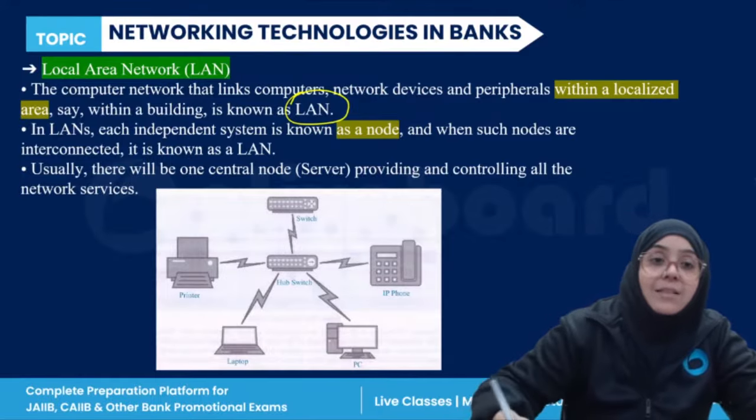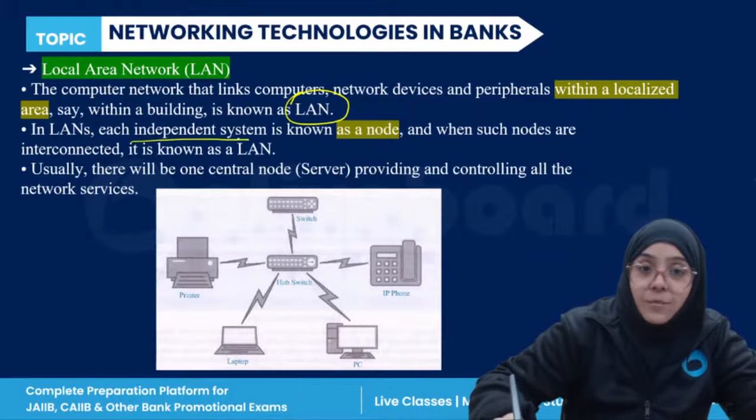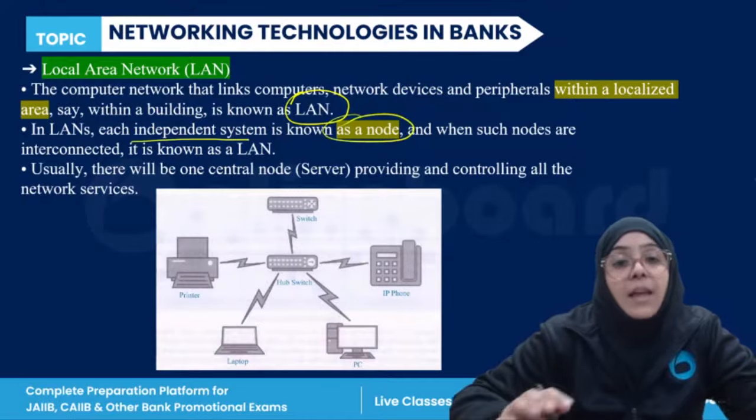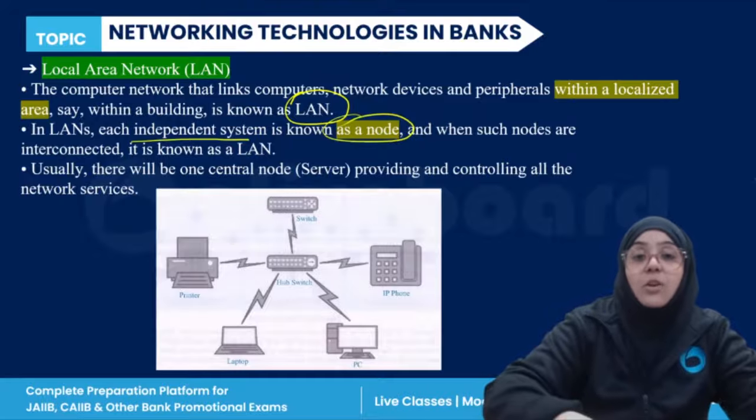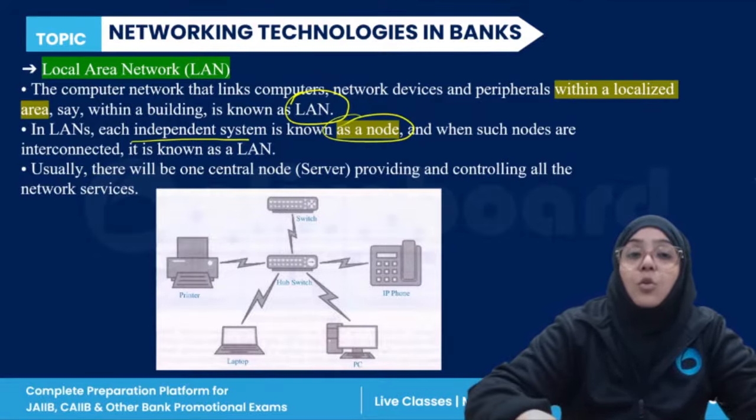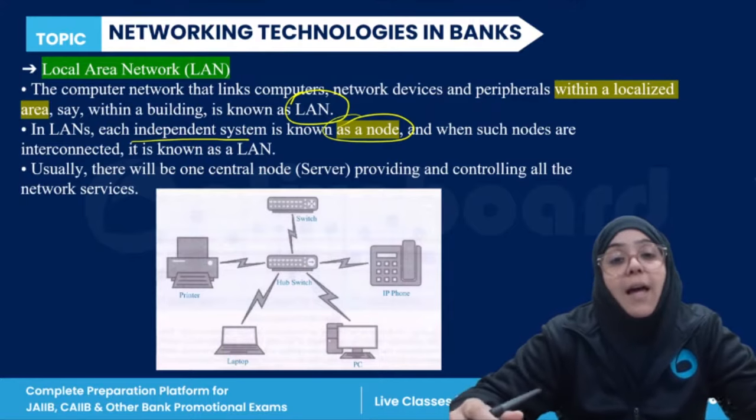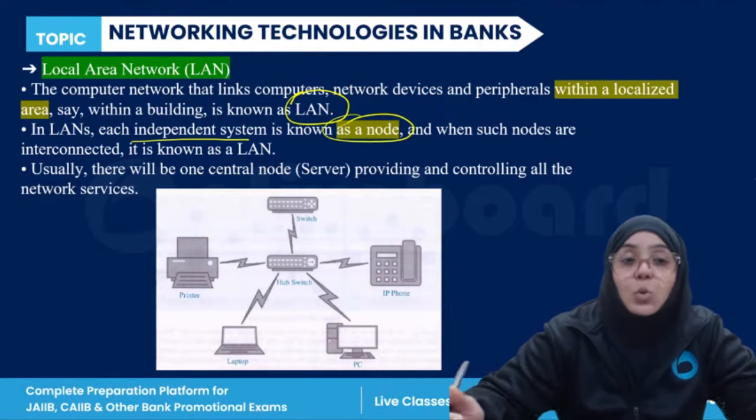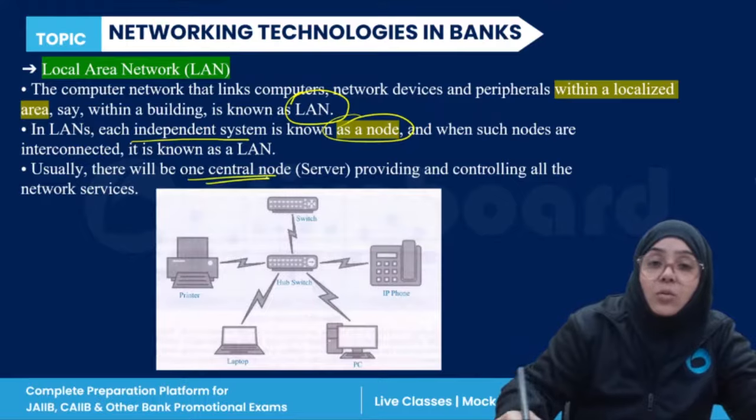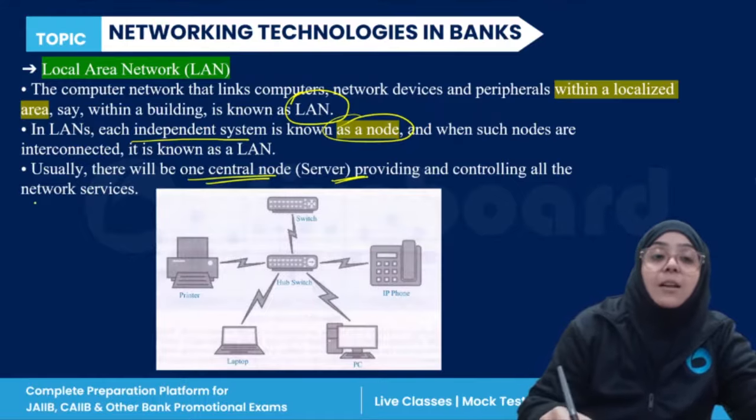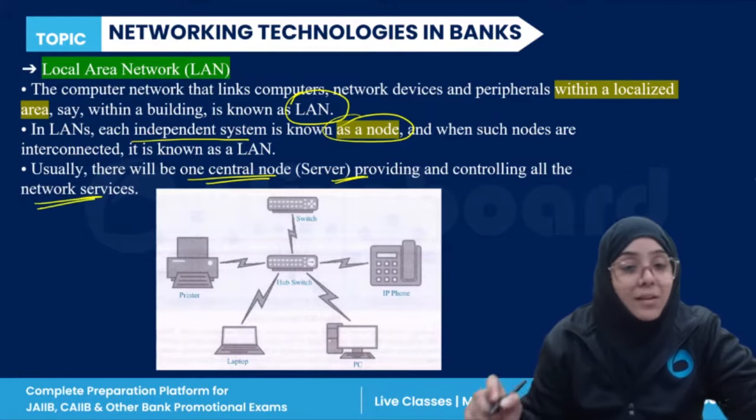In a LAN, each independent system is known as a node, and such nodes are interconnected. That is known as a LAN. Usually there will be one central node, known as the server, providing control of the whole network services.